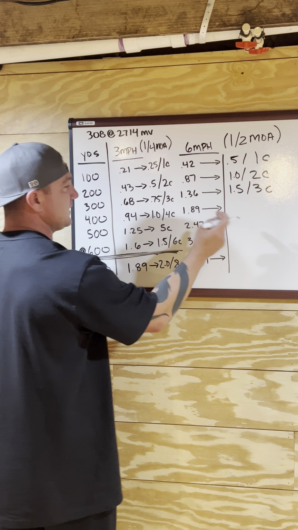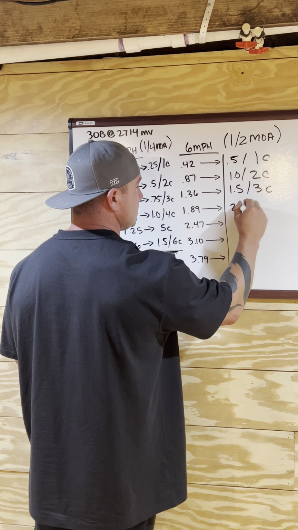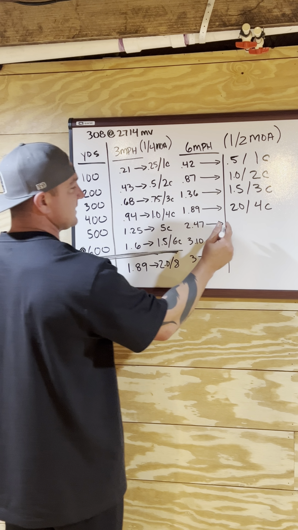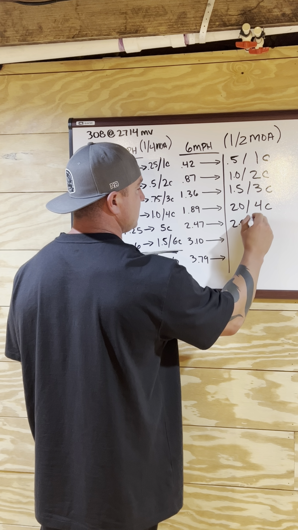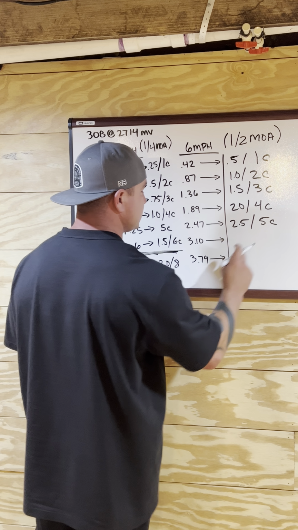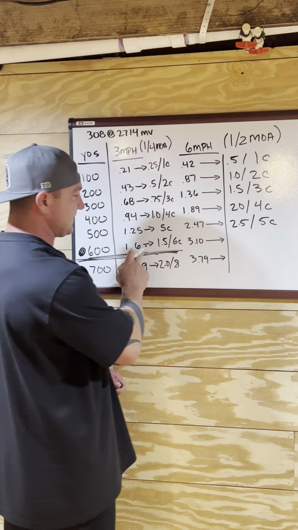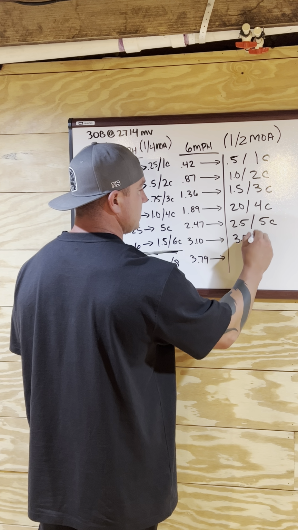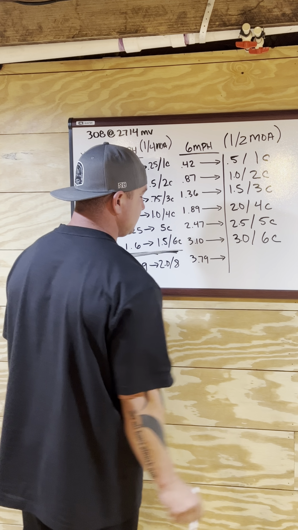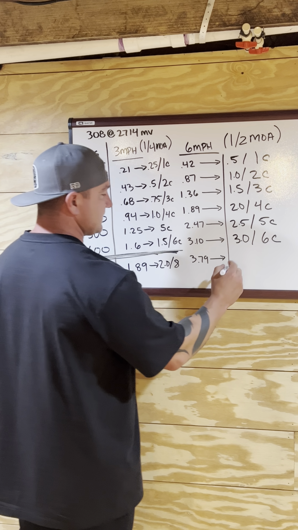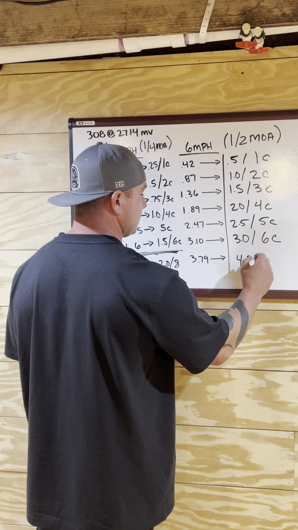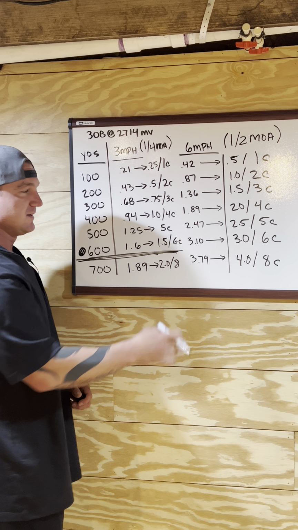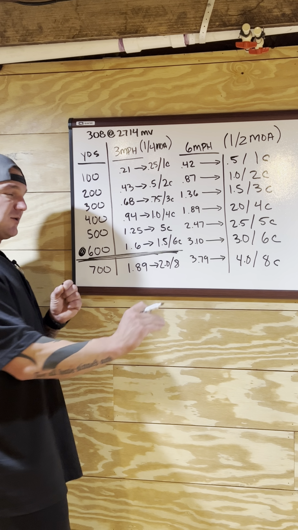At 400, 1.89. Round that up to 2.0, which is going to give us 4 clicks. At 500, it's going to give us 2.54, which we can round to 2.5, giving us 5 clicks. 600, 3.1, same thing, where it starts to go over the top, so we would round down to 3.0, which is going to give us 6 clicks. And then at 700 is where it jumps up to 4.0, so it's going to give us 8 clicks. Again, you can round down to 3.5 to where you can get away with that 700.